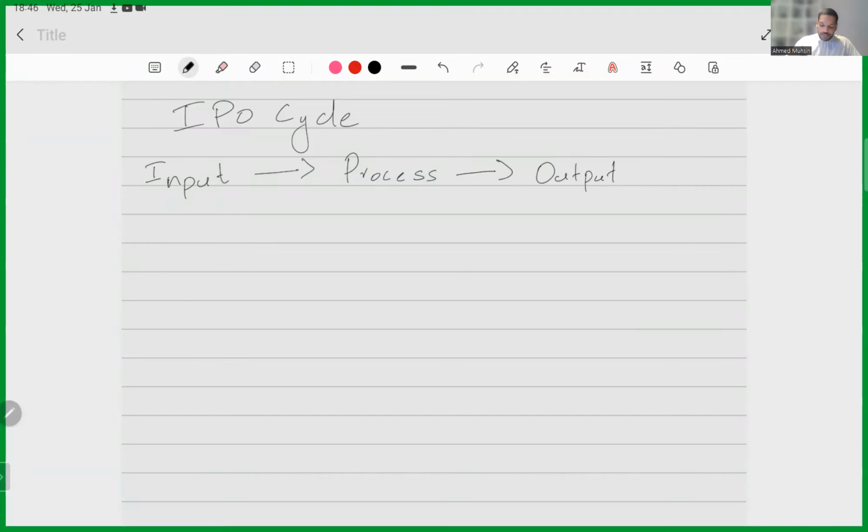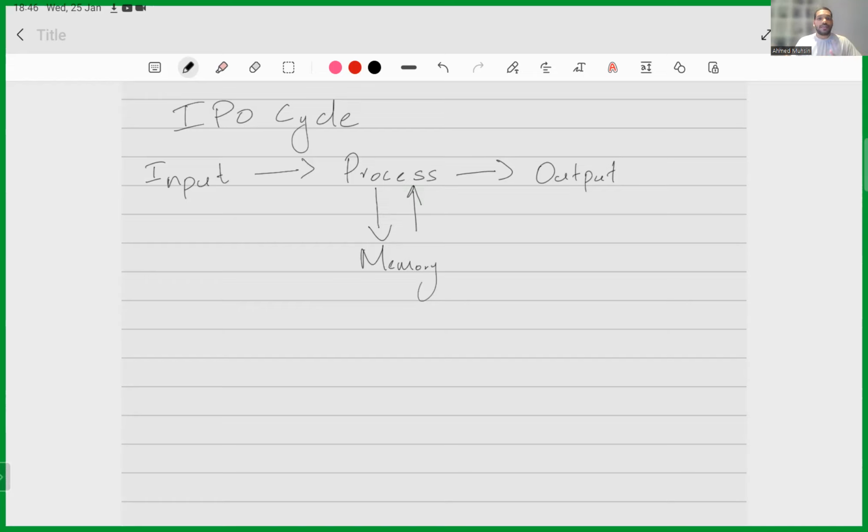Now, one more thing that needs to be added: when your computer is handling the process, it will also deal with something known as your memory. Is it clear? Your computer will also be dealing with memory. So this is what we refer to as the IPO cycle, and it is a cycle that every single computer follows.